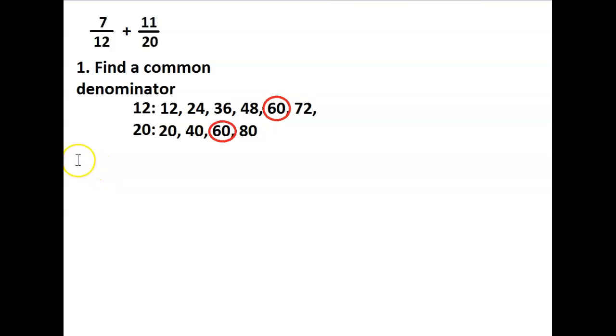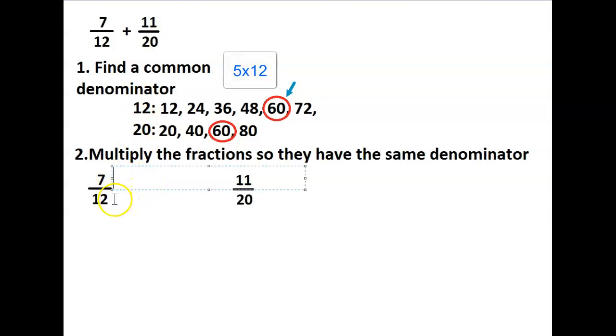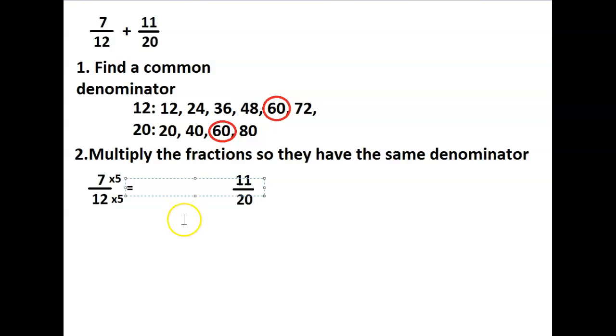Step 2, multiply the fractions so they have the same denominator. So looking at my fractions 7 over 12 and 11 over 20, first I see what I need to multiply to make both those denominators 60. 5 times 12 is what gave me 60, so I can multiply the numerator and denominator by 5. So 7 times 5 will give me 35 on the top, and my denominator is 12 times 5, which is 60.